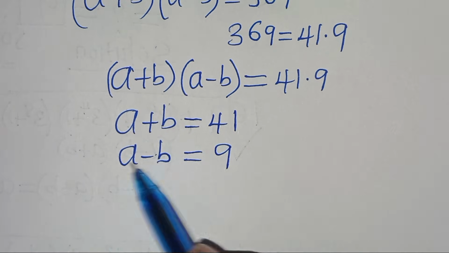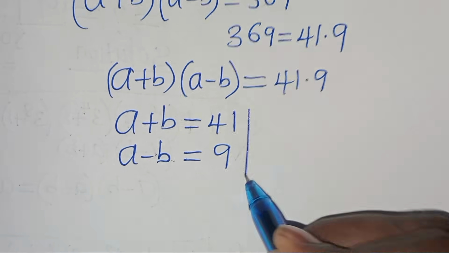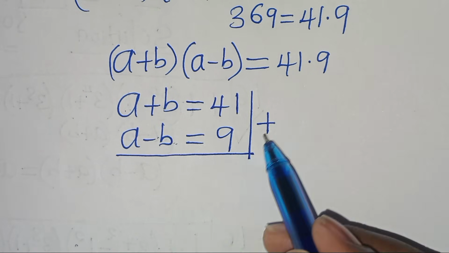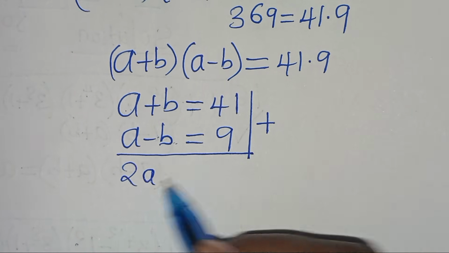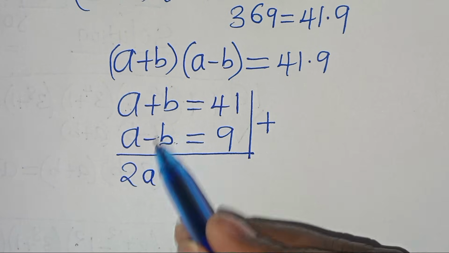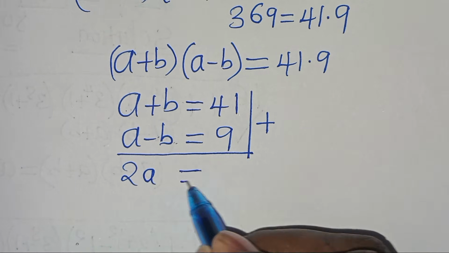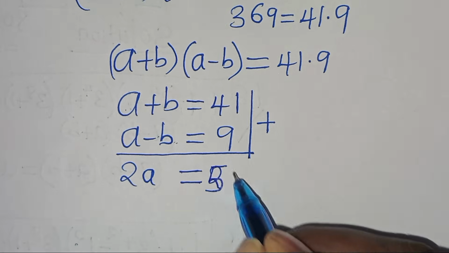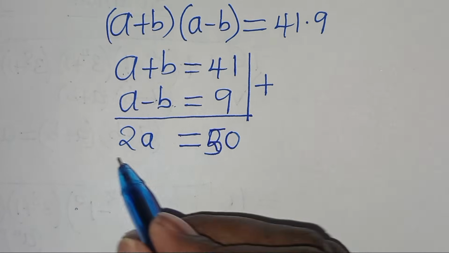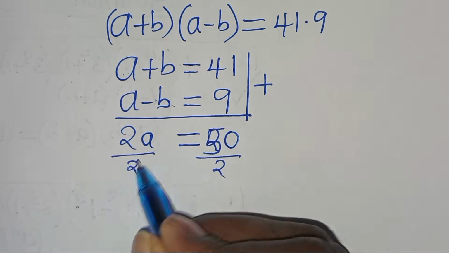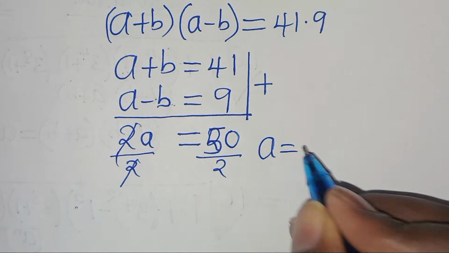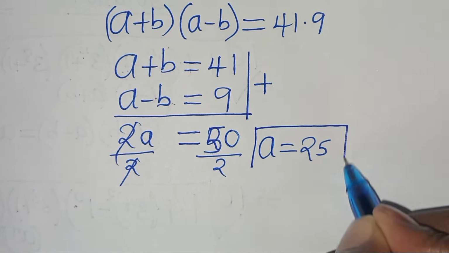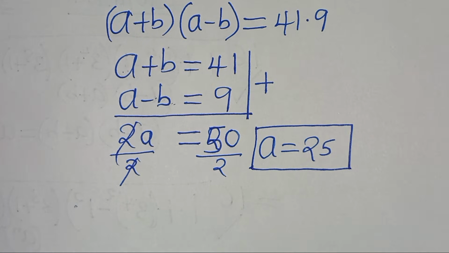So these are a system of two linear equations. Let's sum these two equations. We have a plus a, this is 2a. Then b plus minus b, this is equal to 0. Then this is equal to 41 plus 9, and this is 50. So let's divide both sides by 2. So now a is equal to 50 divided by 2, and this is 25. So we have the value of a equal to 25.